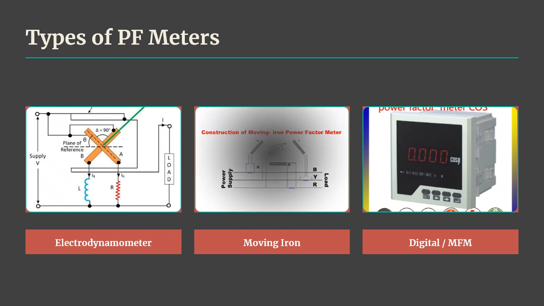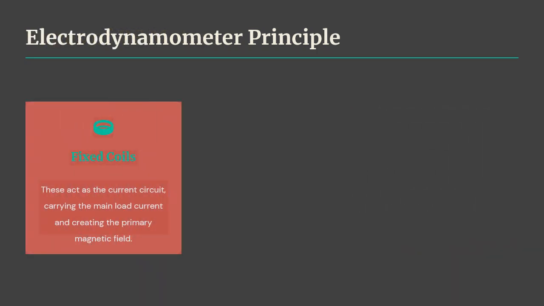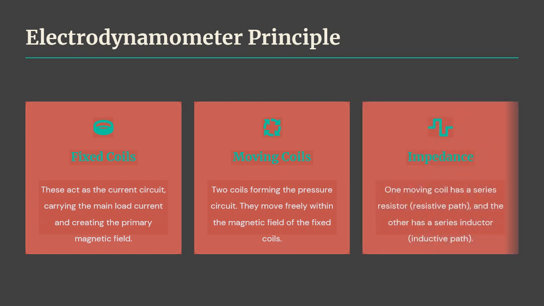Electrodynamometer principle. The classic electrodynamometer meter operates using fixed coils carrying the load current and two crossed moving coils forming the pressure circuit. These moving coils are intentionally designed with different impedances, one resistive and one inductive, to create the necessary phase split for measurement.